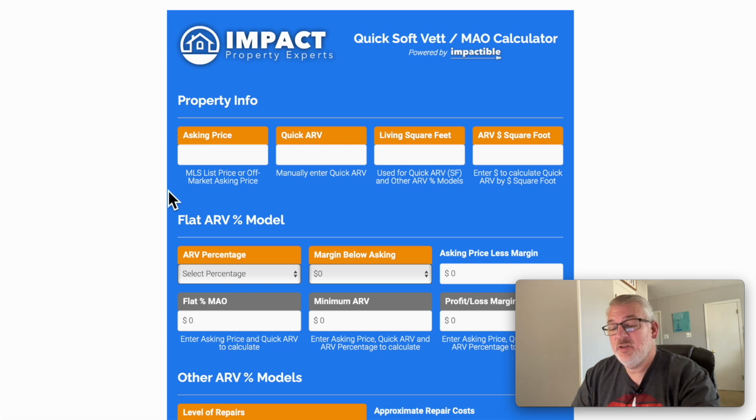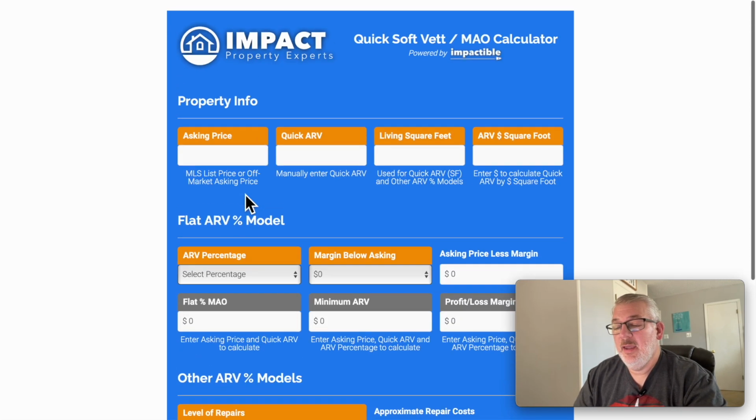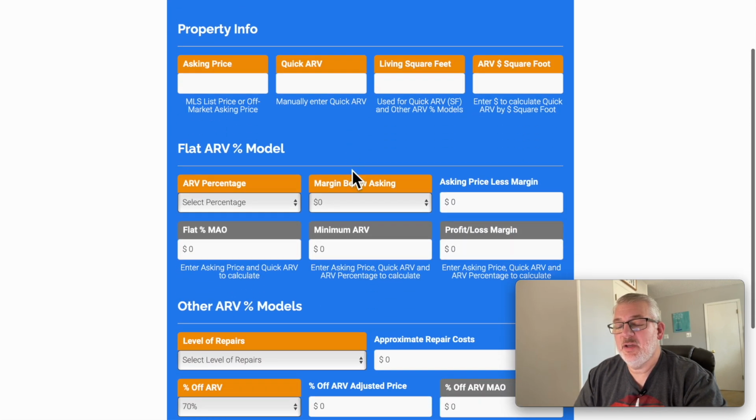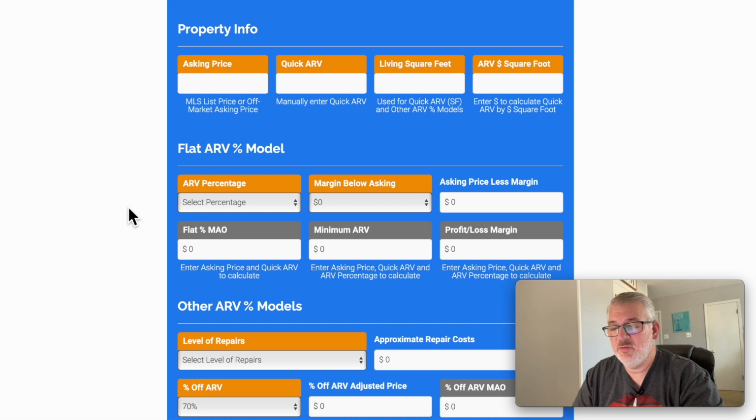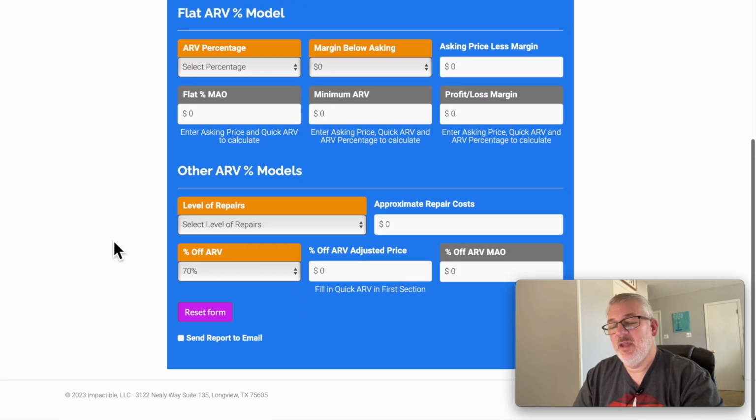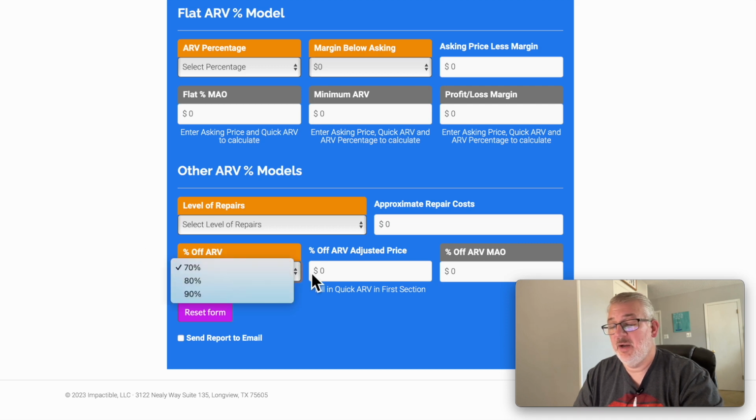The form has a lot of different fields, and property info is the top section. This is the flat percentage ARV model, which is not the 70% minus repairs that many use. It's just a flat ARV percentage model. Down here at the bottom we have the other ARV percentage models, like 70% off of ARV minus repairs.